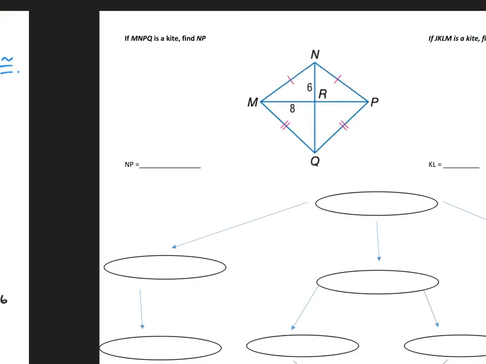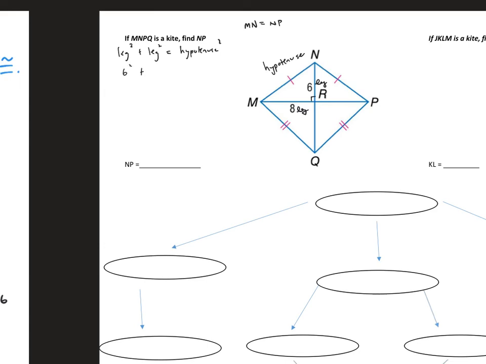Some of you guys may recall the Pythagorean theorem. We know that that angle right here in the middle, angle NRM, is 90. I could find MN because I know that MN is equal to NP. So these are the legs. Remember, MN is my hypotenuse. So we said that it was leg squared plus leg squared equals my hypotenuse squared. Okay, so leg squared plus leg squared is hypotenuse squared.